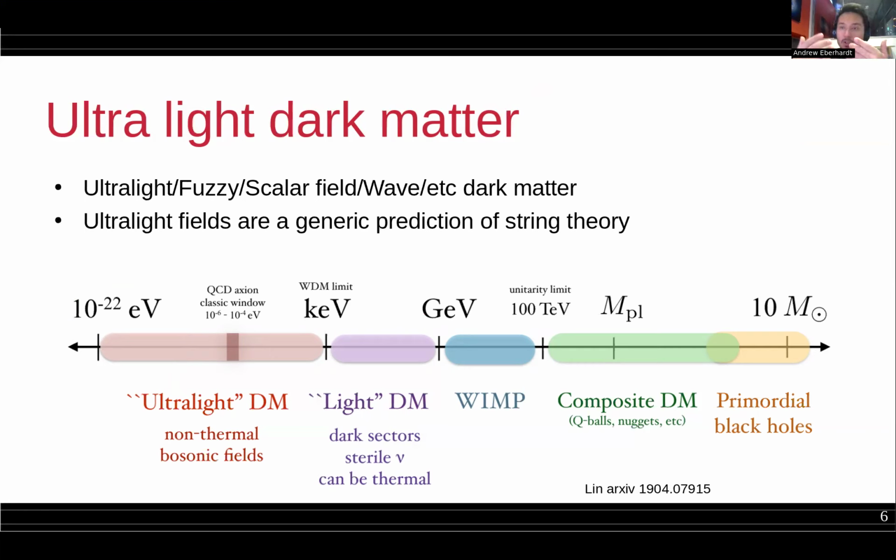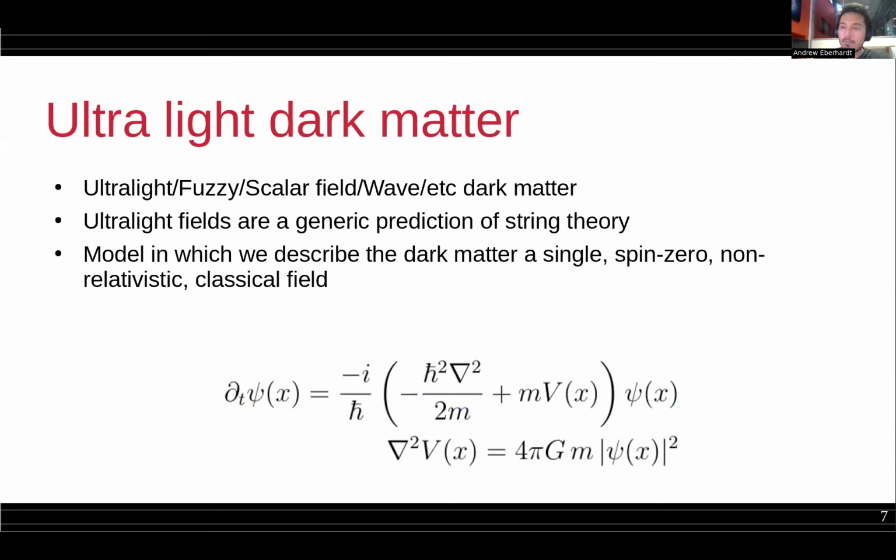And so when we talk about models which motivate these particles, oftentimes we'll talk about things like the axions. But when we model them for the purpose of constraints and for the purpose of simulations, usually we model them as a single spin zero non-relativistic classical field. And so much of the work that I'll talk about today will be making these assumptions about the field, these approximations that make it more amenable to analysis. And most of the work will look at this.